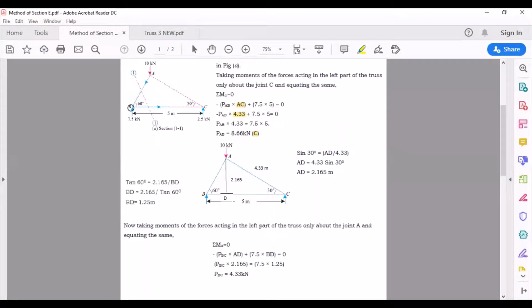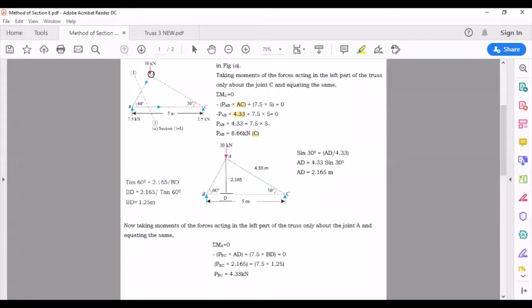PBC. Now this PBC, the perpendicular distance is to be multiplied. So I have drawn a triangle here because I do not know the perpendicular distance between this moment center A and the line of action of force BC. The line of action of force BC is horizontal, as you can see. So the distance to be multiplied is vertical. I need to calculate this vertical distance, which is being calculated here.